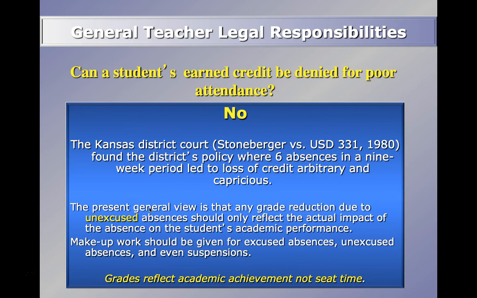The present general view is that any grade reduction due to unexcused absences should only reflect the actual impact of the absence on the student's academic performance. And so basically, unless you had it in your syllabus that attendance is a big part of this, you can't reduce the kid's grade. Grades reflect academic achievement, not seat time.